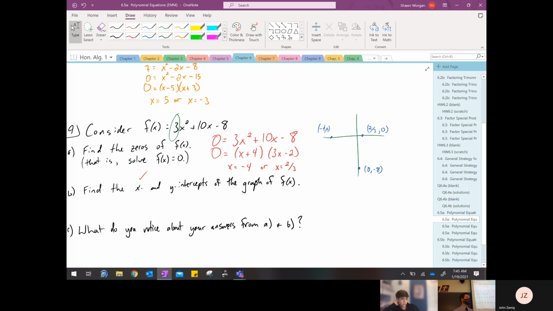Woo! Coming in off the top ropes with that one. That a boy. No hesitation whatsoever. Vertical line test. So we can't have two y-intercepts. That would be silly. But we can have, and we do in this case, have two x-intercepts.